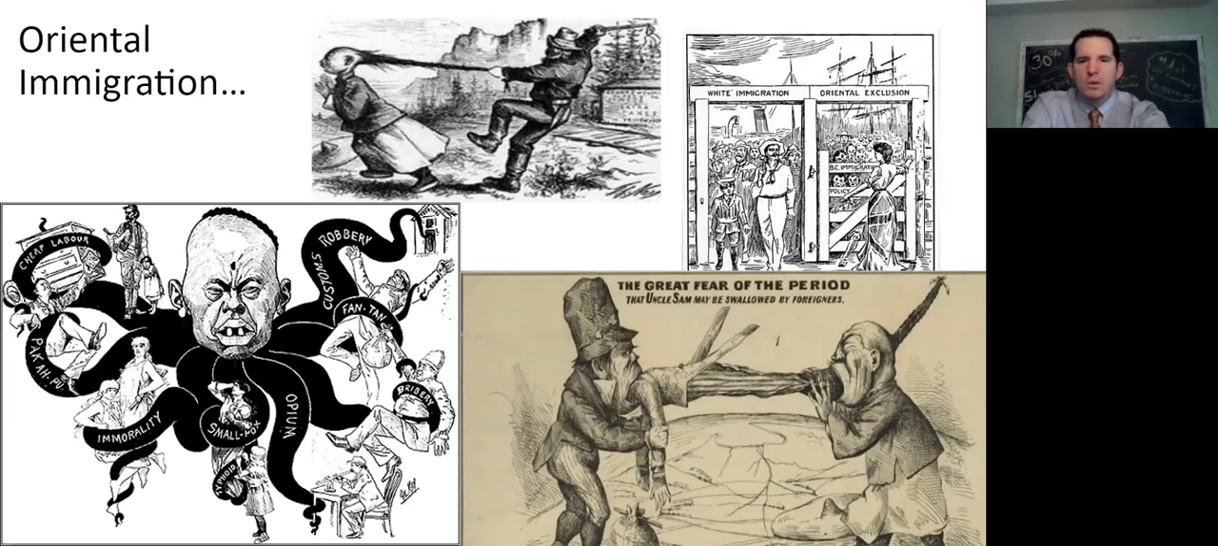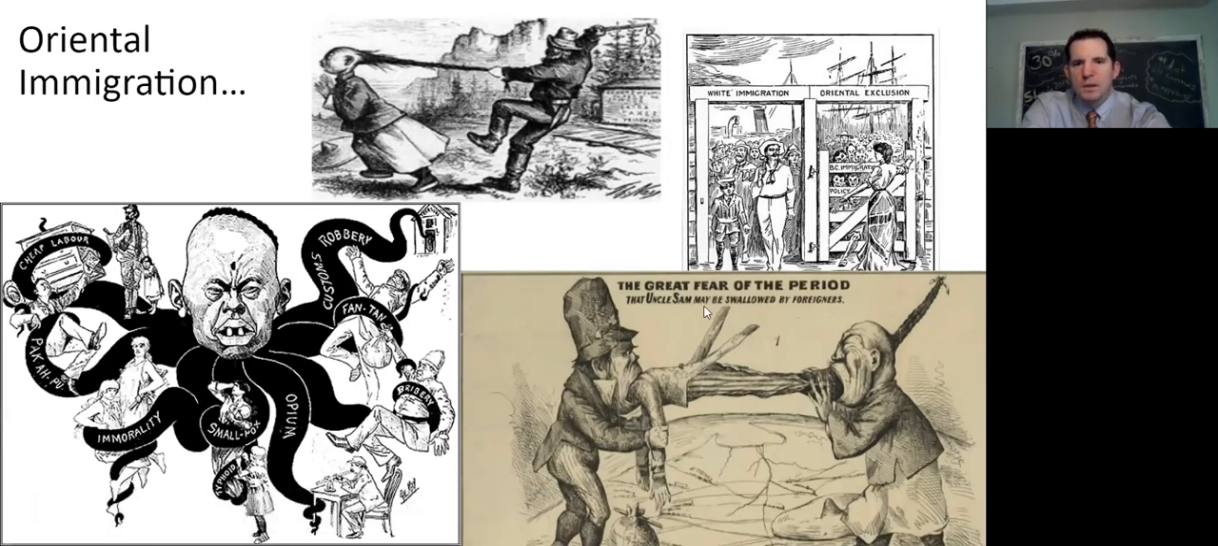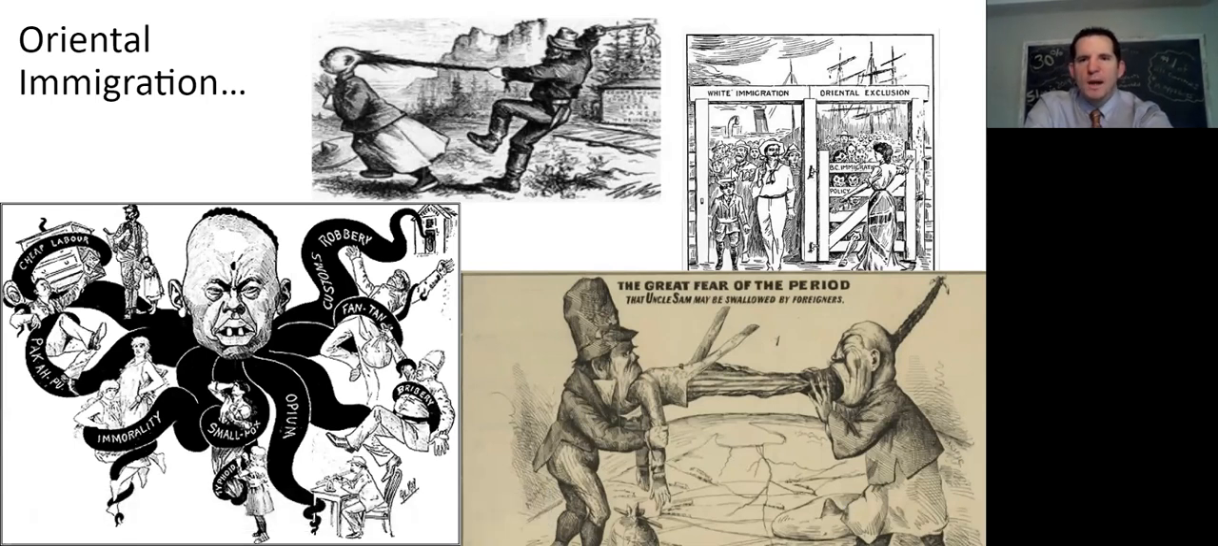Hopefully, we get better. We're supposed to get better. But unfortunately, we just don't learn from our history, and we sort of repeat the same thing. This is a picture of Uncle Sam. This is America. And then this is supposed to be an Irishman eating him, and then an Oriental man eating Uncle Sam, the USA. And then up here, white immigration versus Oriental exclusion.